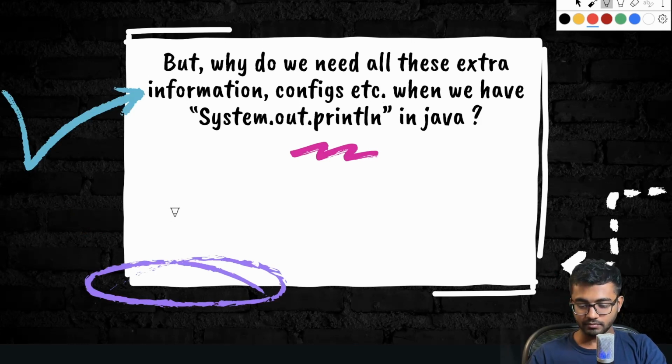Okay. So now there is an obvious question. These are a lot of complications, right? We have to select a logger, we have to select a configuration file, we have to give an appender, we have to give a layout file. So why not use the infamous System.out.println in Java or similar in other languages, right?